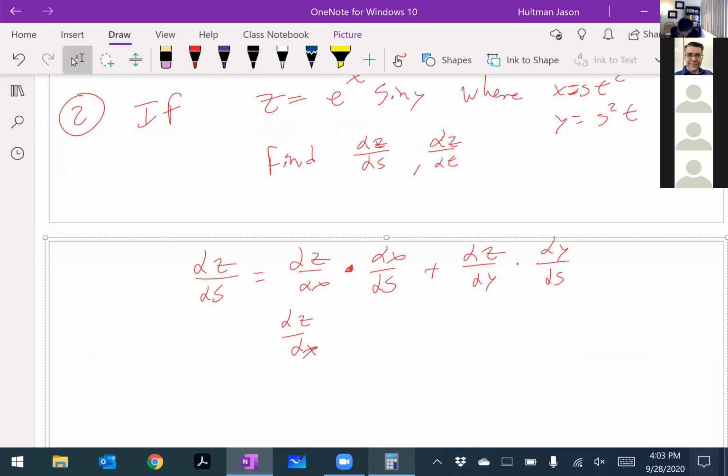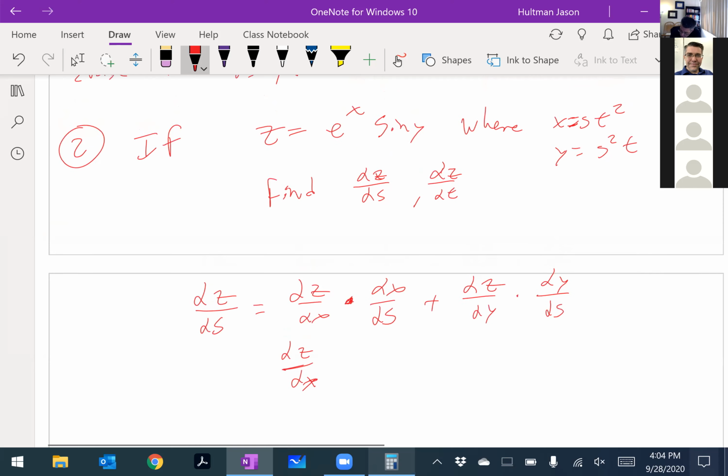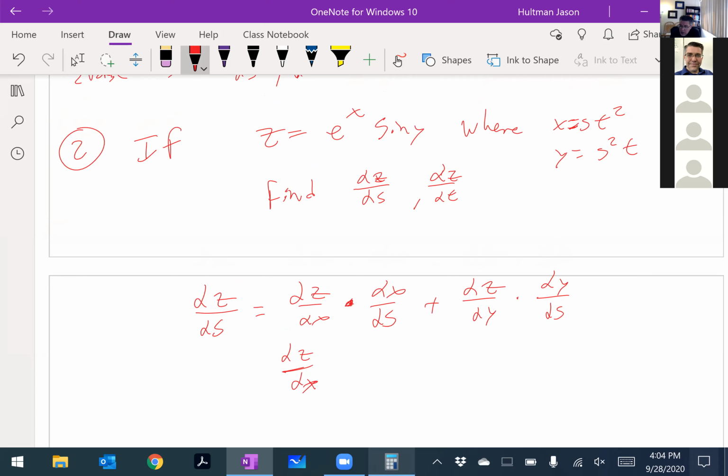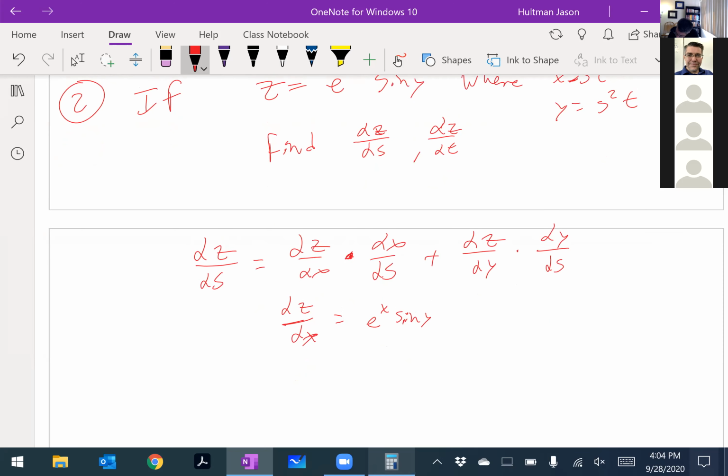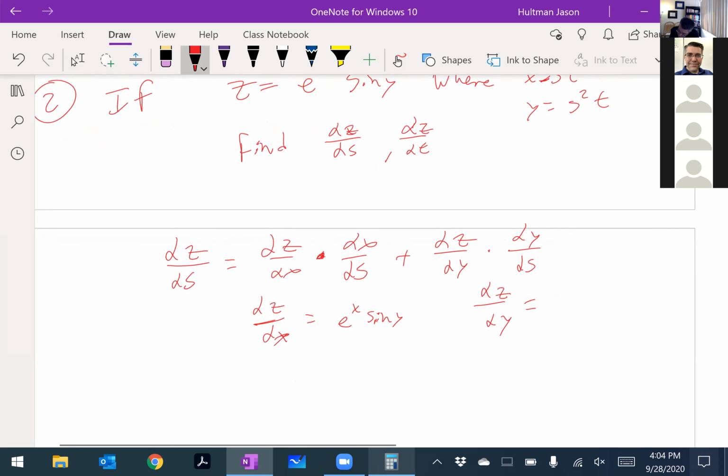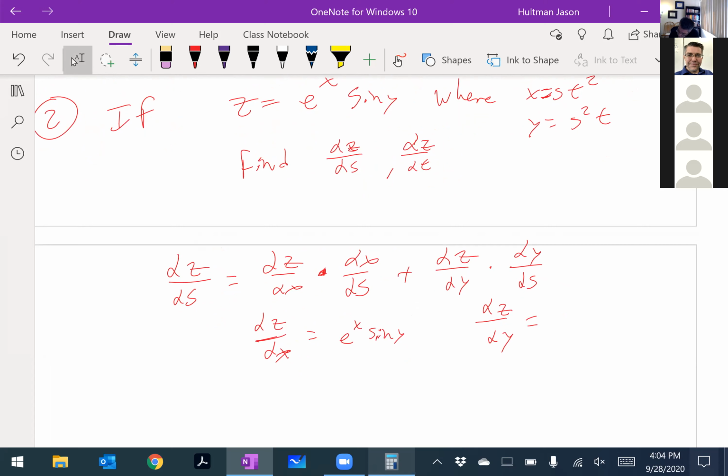So partial of z with respect to x, well, that's just going to be, keep x the variable and make y the constant. So this is going to be e to the x sine y. It's the same thing. Derivative of e to the x is e to the x. Okay, what about dz dy? Well, dz dy is going to be e to the x, treat that as the constant, and then this is going to be cosine y.